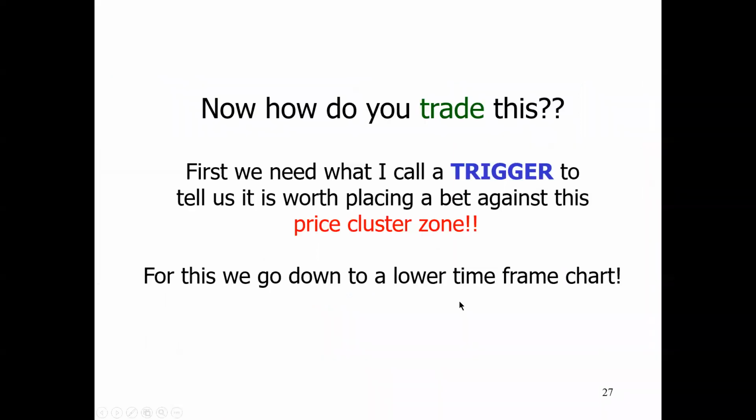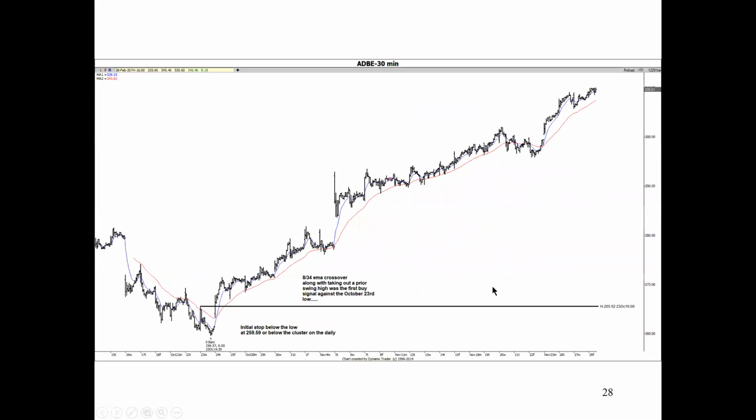So let's look at the next slide here. Okay, so again, how you trade this, we need a trigger. So we don't want to look for a trigger on the same time frame chart. You want to go down to a lower time frame chart because you want to get entered into the trade setup relatively close to where your definition of risk is. Okay, so for example, this would be what I call a swing trade trigger on a 30-minute chart.